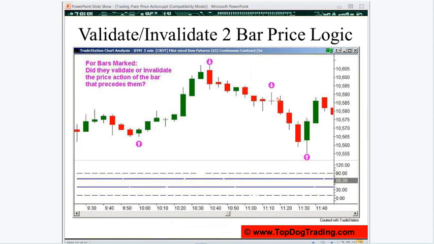All right, now that we've got the basics of the very, very simple logic, let's go through these bars, point out a few of them, and ask the question: did each one of these validate or invalidate the price action of the bar that precedes them? So, what about this one? Now, this is where I want you to participate. This bar right there, what do you think? Did this bar validate or invalidate the price action? And I'm not just talking about the one bar before, but the price action before it. Go ahead and let me know.